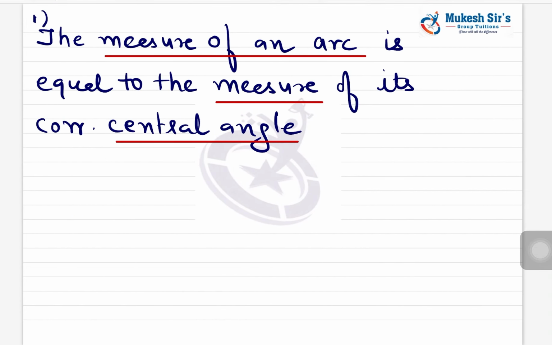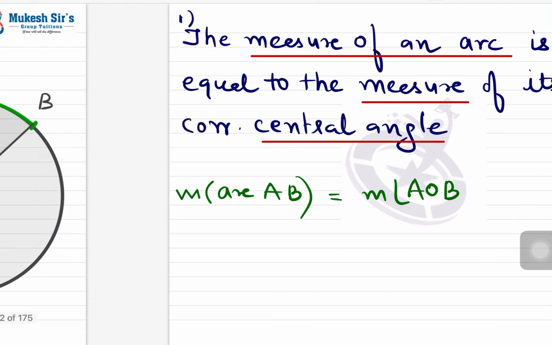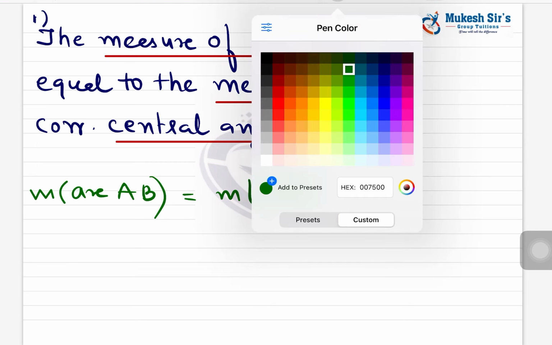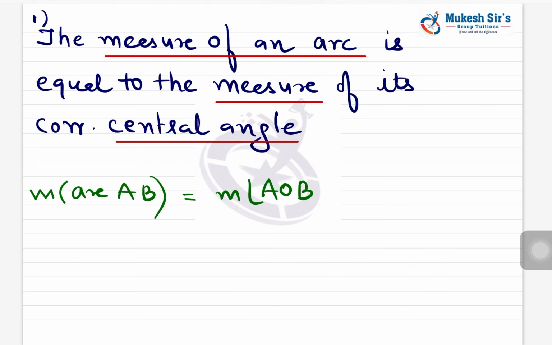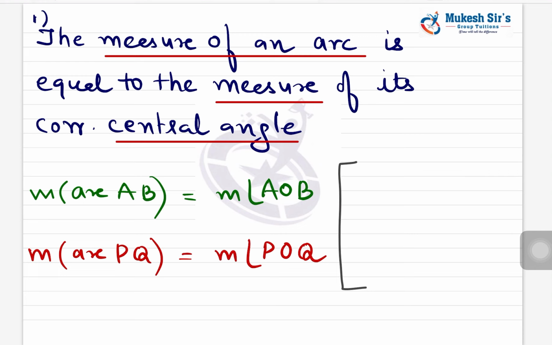So you'll write measure of arc AB is equal to measure of angle AOB. And what is the measure of arc PQ? Measure of arc PQ, PQ red वाला arc था, is equal to measure of angle POQ. And जब भी तुम लोग सम्स में प्रॉपर्टी यूज करोगे, you should write the reason as definition of minor arc.